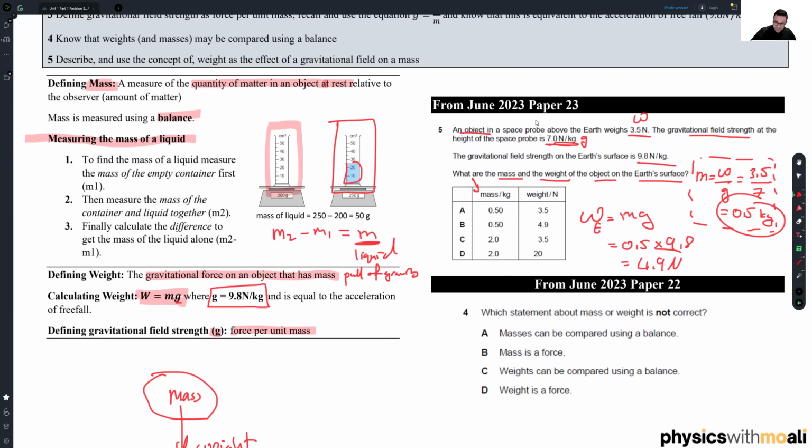Do we have this pair of answers? Yes, we do. 0.5 is either A or B. 4.9 is B. So B is my answer.